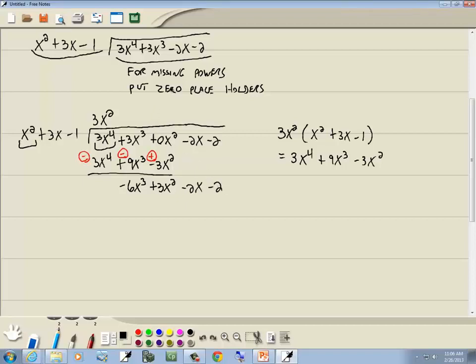Now, putting everything in standard form and putting 0 placeholders ensures that all the like terms are in the same column. See how the x to the fourths are in the same column, the x to the thirds, and the x squareds? It'll always work that way.